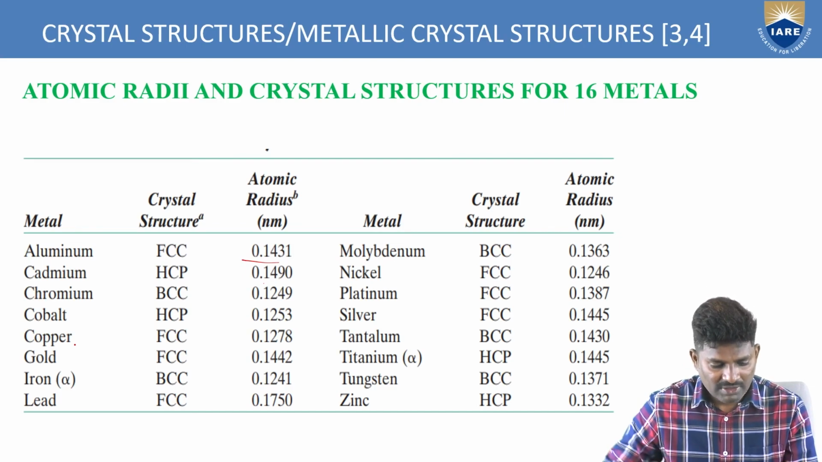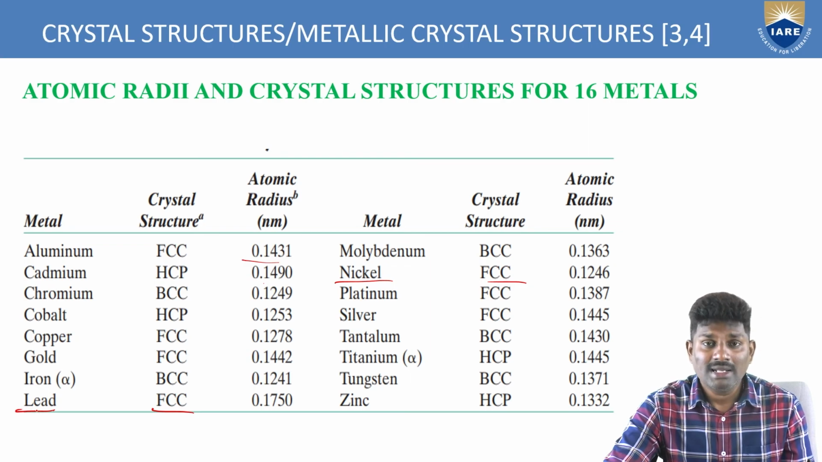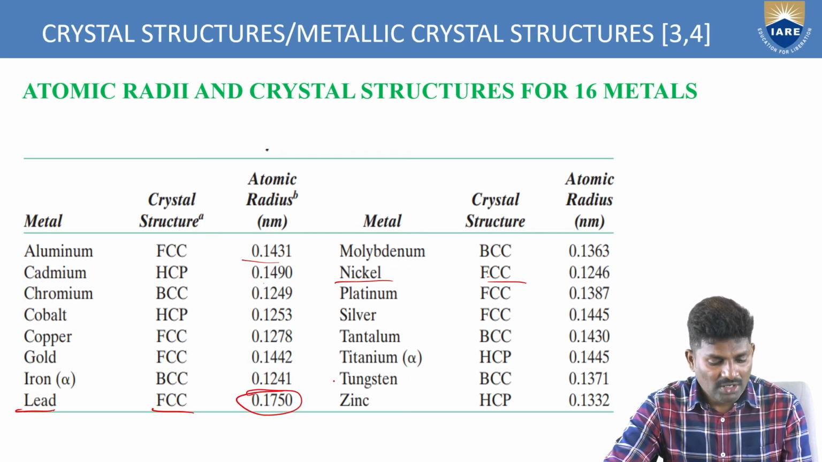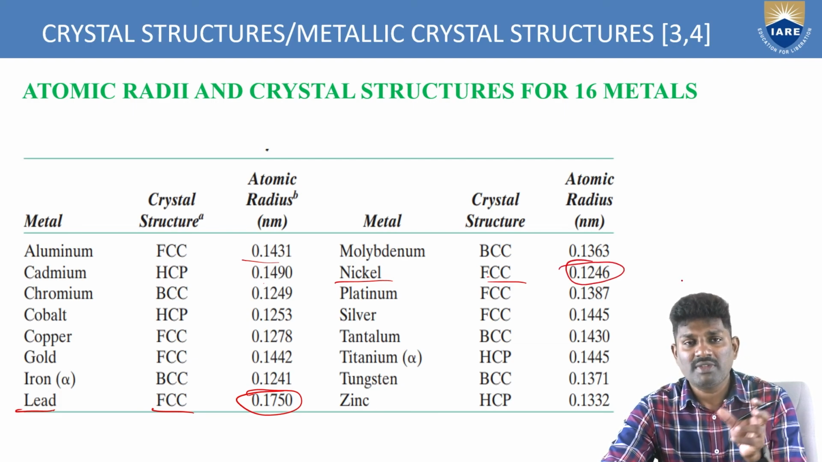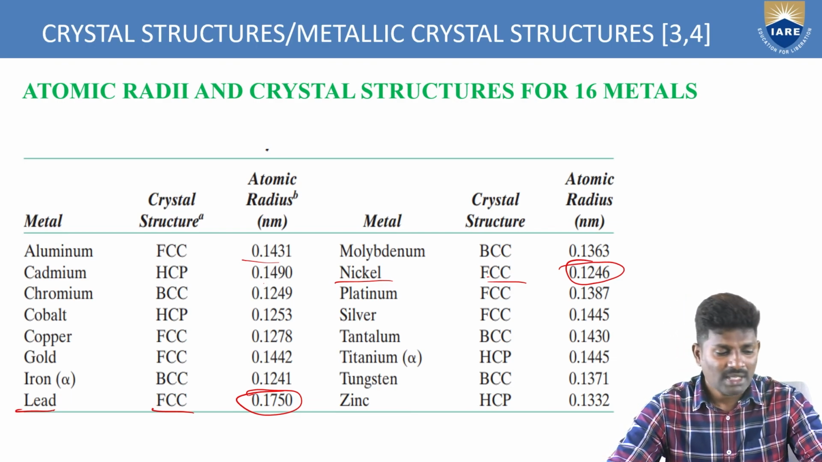So these are the different values you have. For lead you have FCC type of structure, nickel also FCC. So though here lead and nickel will have the same type of crystal structure, if you see the atomic radius value, it is varying. Why? Because again the arrangement of the atoms may be far or close to each other. So that is the atomic structure. It completely depends upon the atomic structure. The properties completely depend upon the atomic structure of any given material.